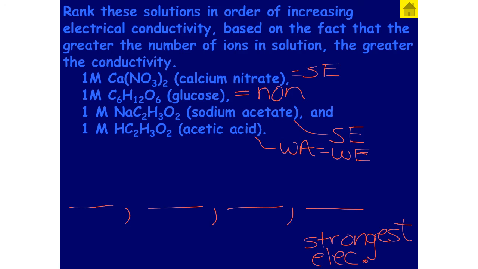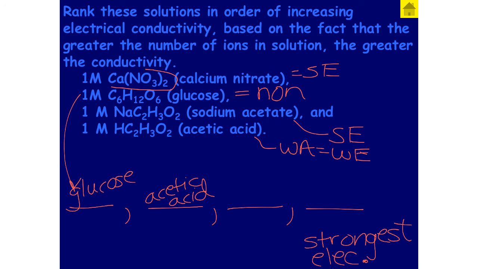So obviously, the glucose is going to have the least conductivity. It would have no conductivity. So our glucose solution would be least, followed by the acetic acid solution, because that's going to conduct somewhat, so it would light up the light bulb dimly. Okay, now we have 2 strong electrolytes.